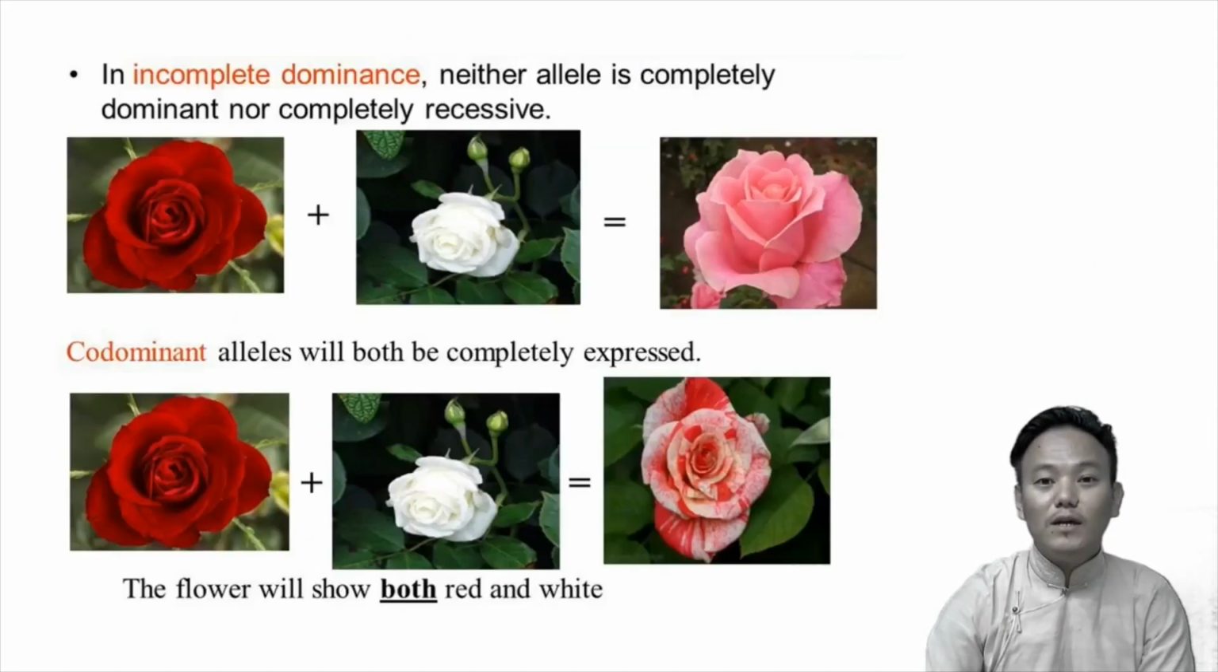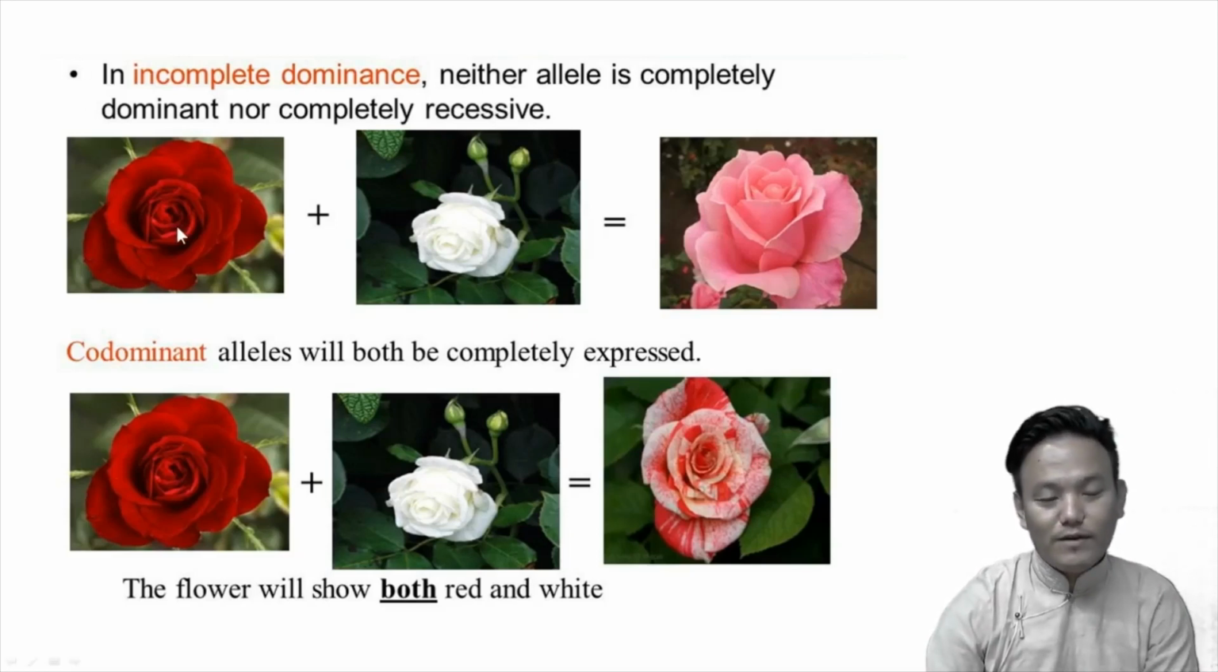So this picture over here will clarify the difference between incomplete dominance and codominance. In terms of flower coloration, in incomplete dominance, what we observe is that neither of the alleles is completely dominant or completely recessive. So we see the F1 individual to have a phenotype which is intermediate between the two parents. When a red flower is crossed with a white flower, we observe a pink flower. So the pink flower coloration is an intermediate between these two parental flowers. Therefore, it is called incomplete dominance.